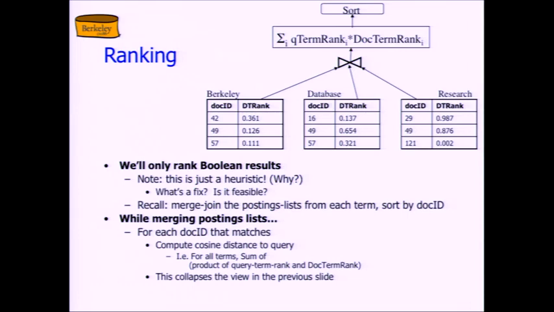All right? And what we're going to do, first of all, is we're not going to rank anything else but the things that match on either Berkeley or database or research. In fact, they're going to have to match on all 3 of those things for them to be in the output. This is just a heuristic. Why is this just a heuristic? This query plan right here is not actually computing the true TF-IDF ranking. Why not? Can anybody think of a scenario where there's a better document than one that this query plan would give?